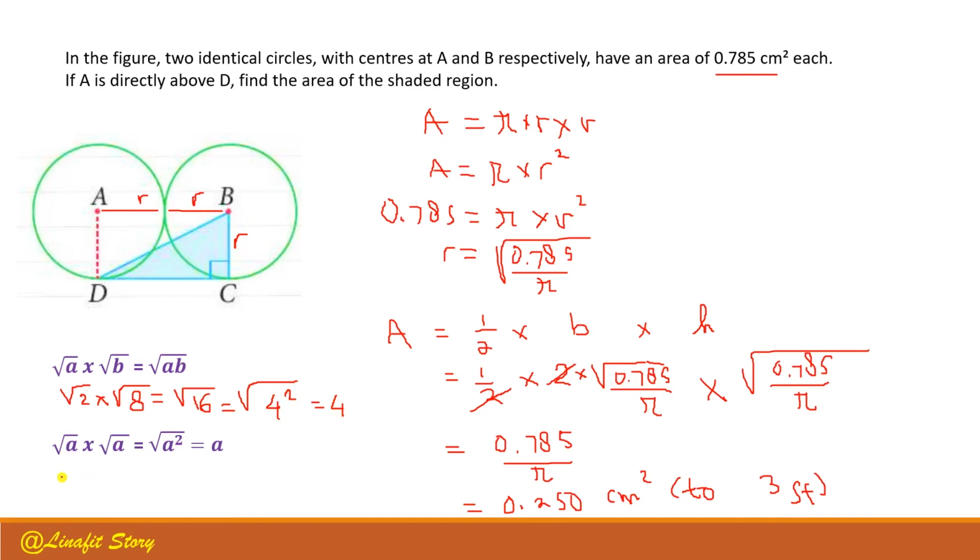And when the square root of a given number is multiplied by itself, the result is the given number. So the square root of a times the square root of a is equal to the square root of a squared, which is equal to a. For example, the square root of 5 times the square root of 5 is equal to the square root of 5 squared, which is equal to 5. Another example, the square root of 7 times the square root of 7 is equal to 7.